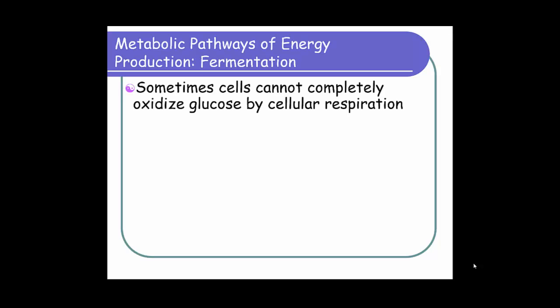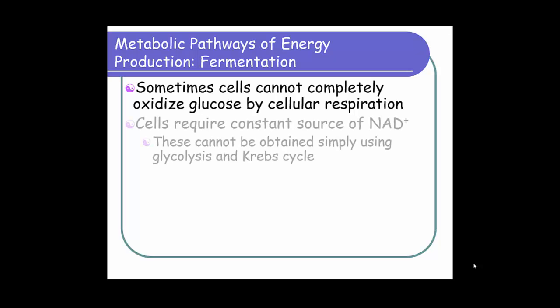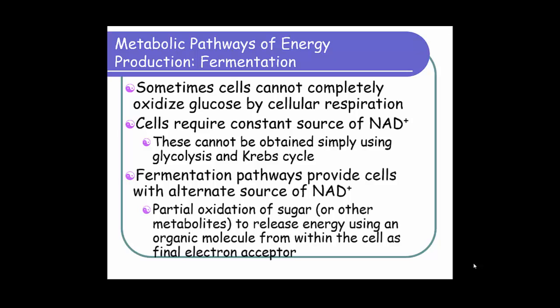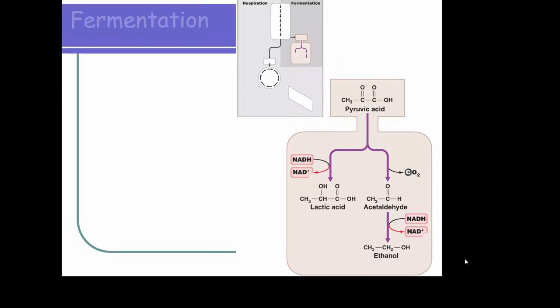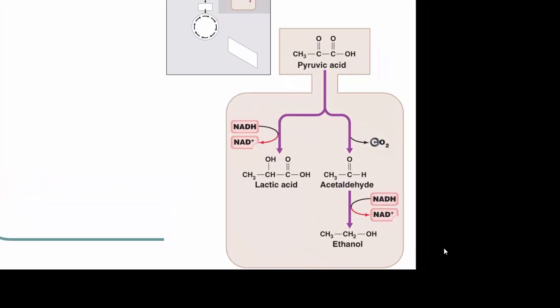Sometimes cells cannot completely oxidize glucose by aerobic cellular respiration alone. Cells also require a constant source of NAD+. These molecules cannot be obtained simply by using glycolysis and the citric acid cycle. Fermentation pathways then provide cells with alternative sources of NAD+. So, it is partial oxidation of sugar or other metabolites to release energy using an organic molecule from within the cell as the final electron acceptor. Here's the pathway of fermentation.